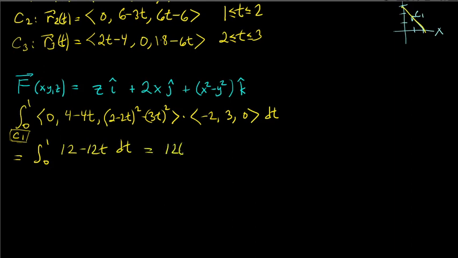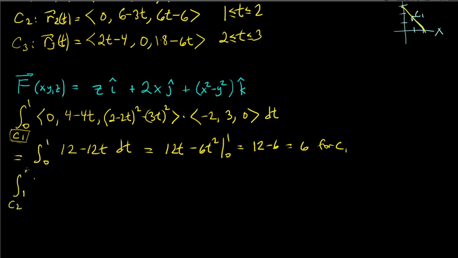Okay, so when you integrate that, you get 12t minus 6t squared. From 0 to 1, it looks like 12 minus 6, which is 6. Right, again, that's not the answer. That's just for C1. Now let's do C2.